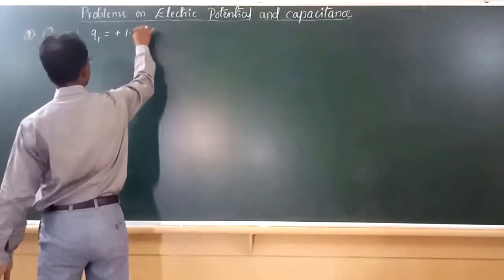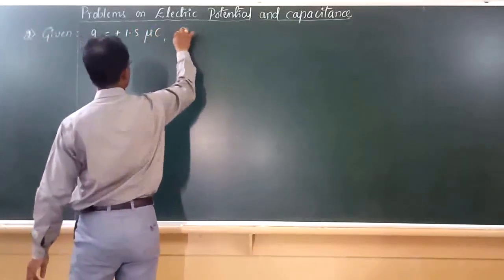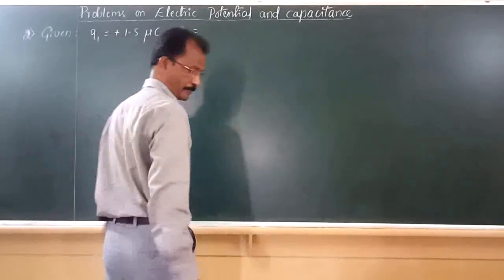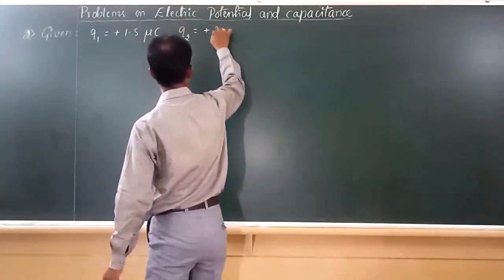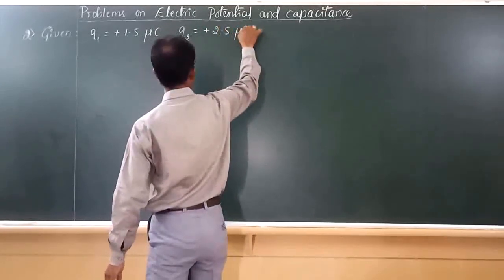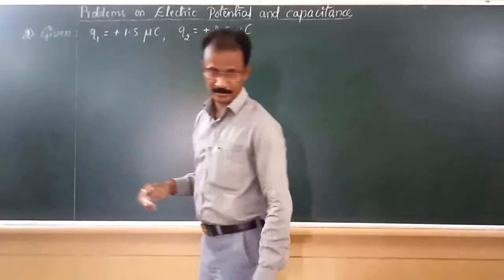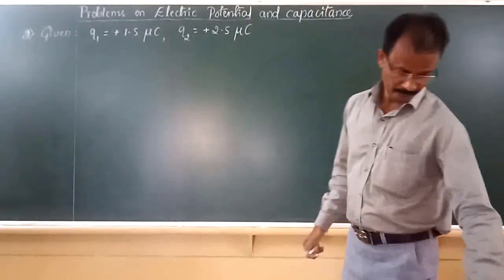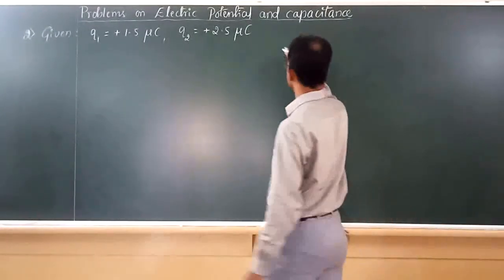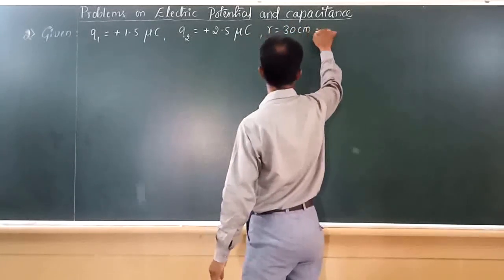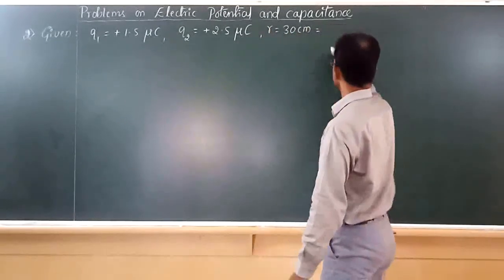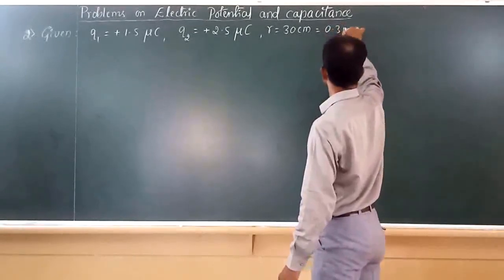Q1, the charge on the first sphere, is given as plus 1.5 microcoulomb. Q2 is plus 2.5 microcoulomb. Micro means 10 raised to minus 6. They are located 30 centimeter apart, so R is equal to 30 centimeter, that is 0.3 meter.